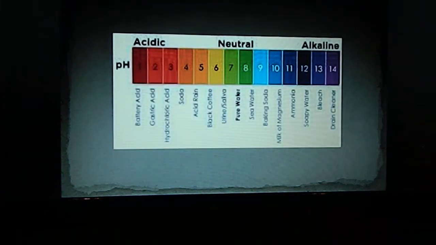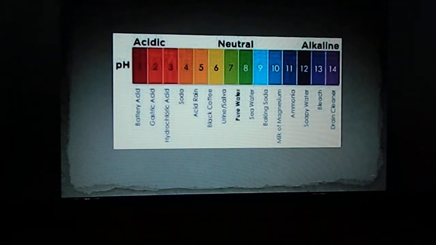So here's a pH scale. You can see a pH of 1 to 14, and you can see neutral water is at 7, or pure water. If you start adding hydrogen ions, you go from urine and saliva to black coffee to acid rain, which is in the 5 range, to carbonic acid, which is in your Coca-Cola, right?